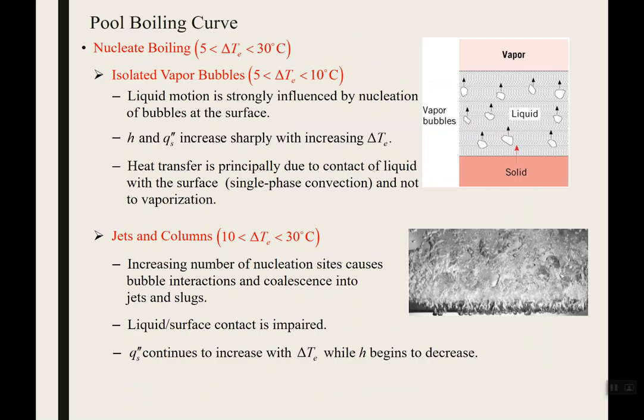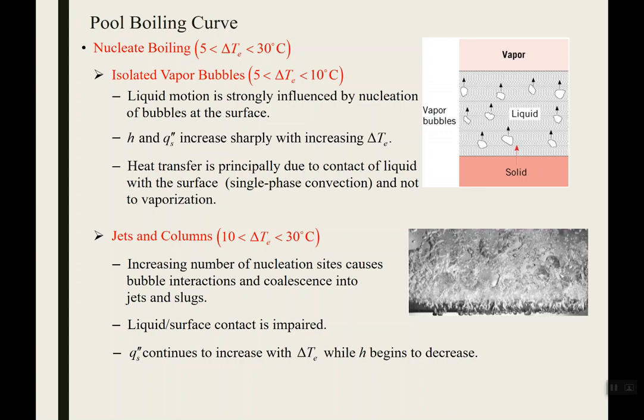Okay, and we'll revisit that here in just a minute. So putting this out in slide form, in nucleate boiling, after the natural convection stage at least, we start getting nucleate boiling. First you have isolated vapor bubbles, so liquid motion is strongly influenced by nucleation of bubbles at the surface. If you've ever seen a pot of water boiling, you'll notice all those tiny little bubbles that start to form. That's the early stages of nucleate boiling.